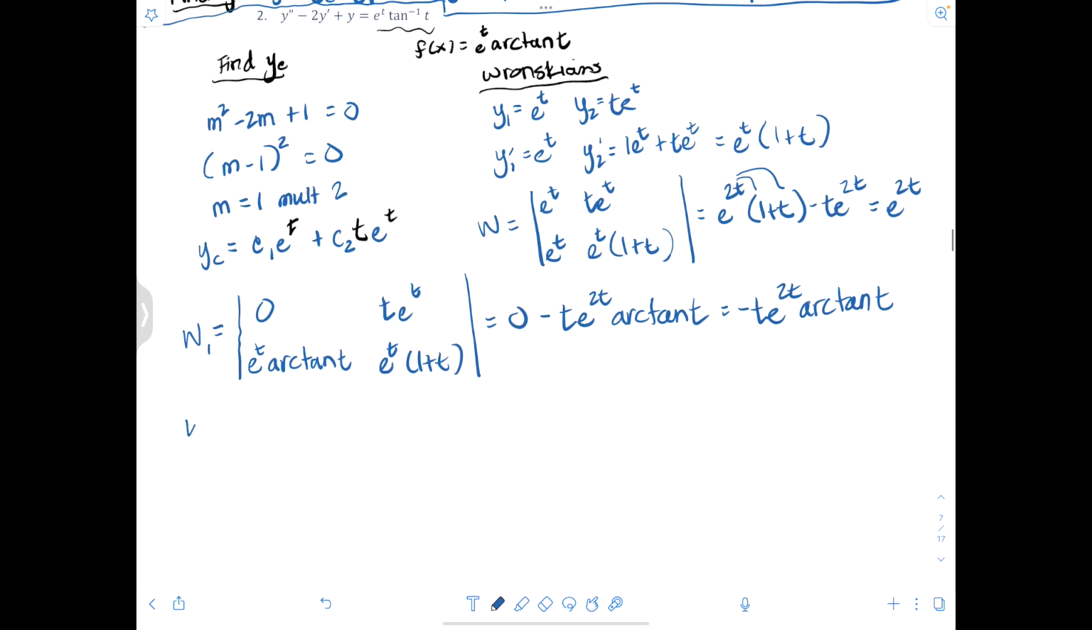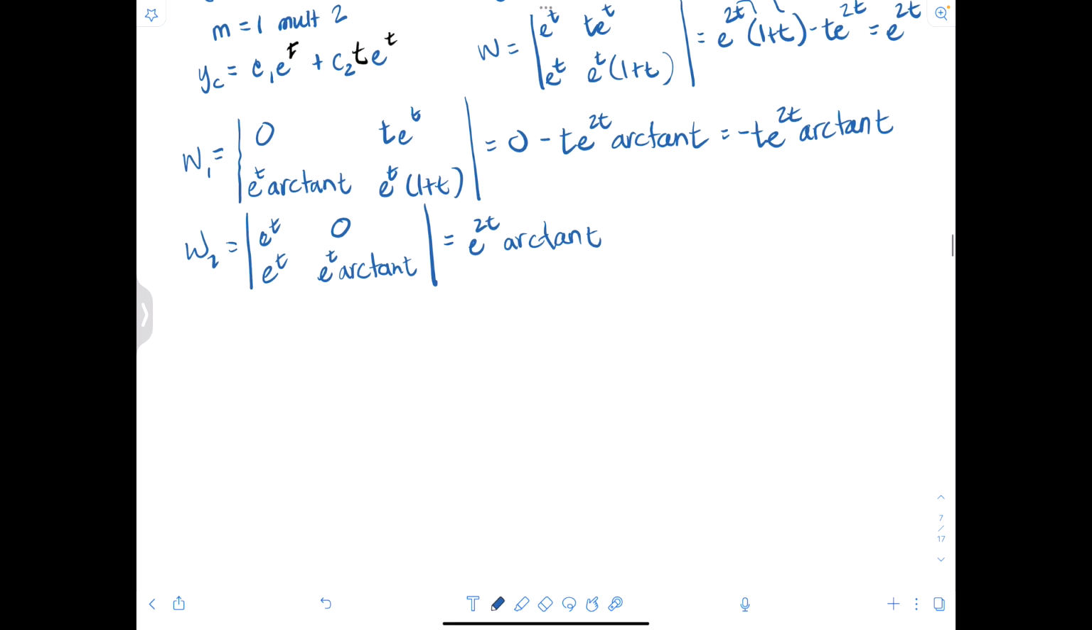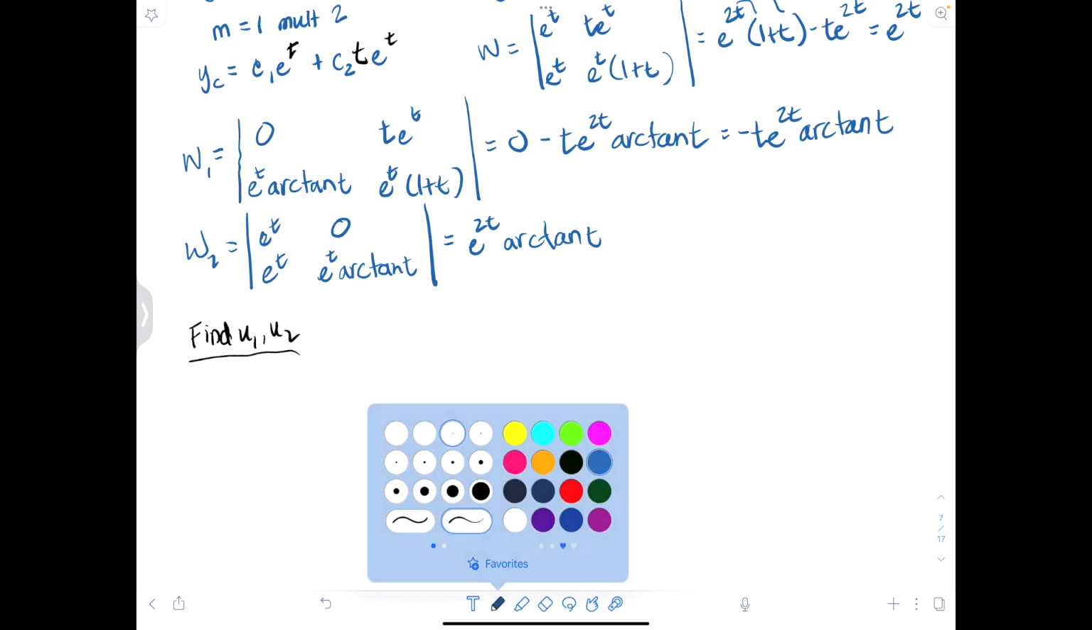All right, and then our second numerator will be, so we have e to the t, e to the t, and then we'll replace the second one with 0 and e to the t times arc tangent of t. That's going to give us e to the 2t times arc tangent of t, minus 0, which is just e to the 2t arc tangent of t. So now find u1 and u2. That's our next plan, part of our evil plan.